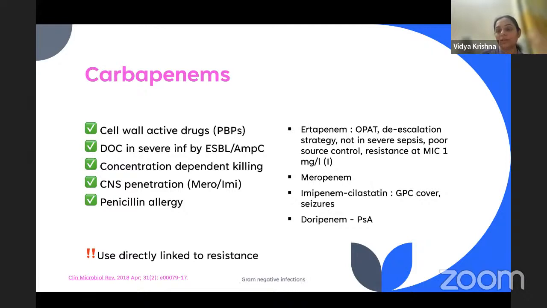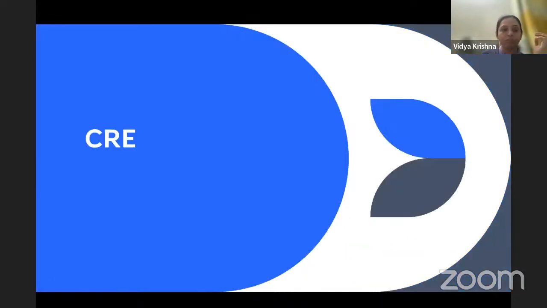In that situation, rather than using meropenem, you might use ertapenem, because ertapenem is like a de-escalation there, because it doesn't cover Acinetobacter or Pseudomonas. But again, it's not a drug which you would use upfront in an ICU.